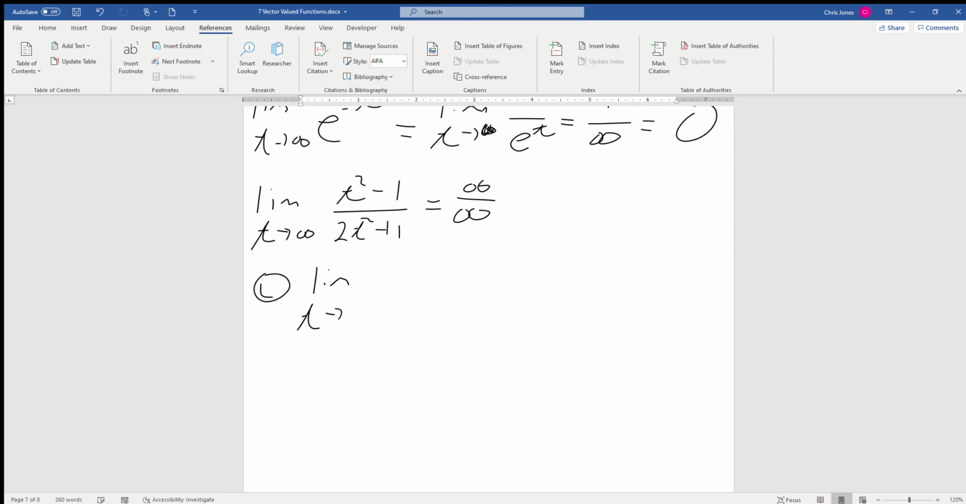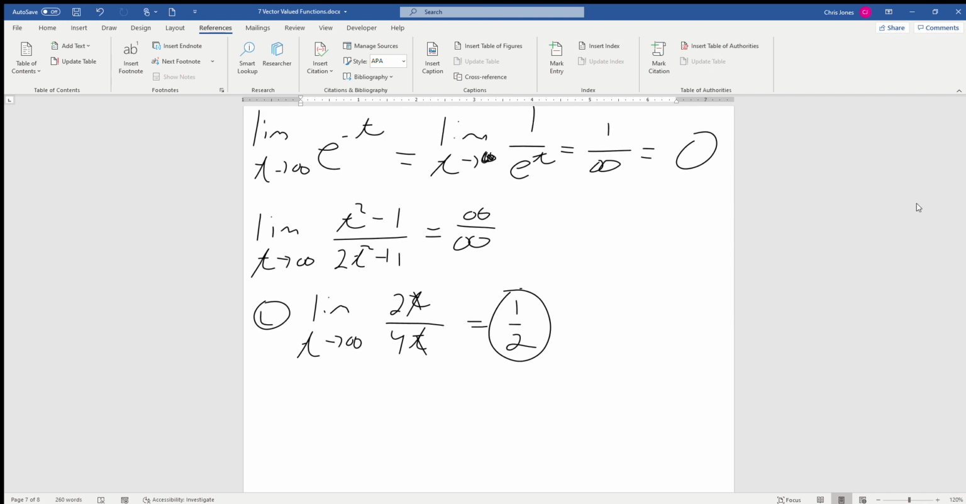So if we do that, the limit as t approaches infinity of the derivative of the top, 2t minus 0, over the derivative of the bottom, 4t plus 0. Remember, the derivative of a constant is always 0. For the derivative of a polynomial, take the exponent, move it in front, and then subtract 1 from the exponent. This just becomes 1/2, since the t's cancel out, 2 over 4, and there's nothing to substitute. So we end up with 1/2. That's going to be for the j component. Remember, 0 is for the i component.